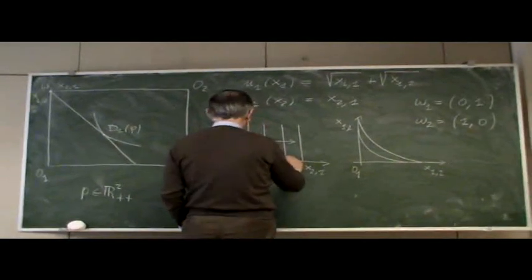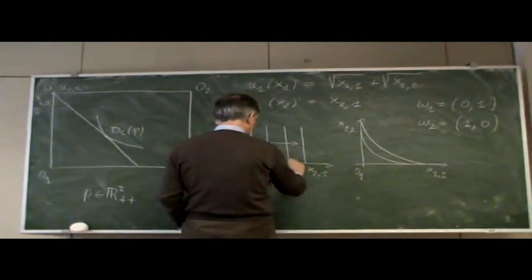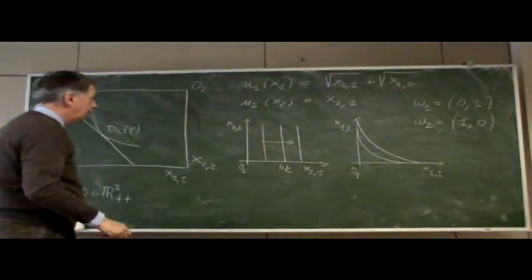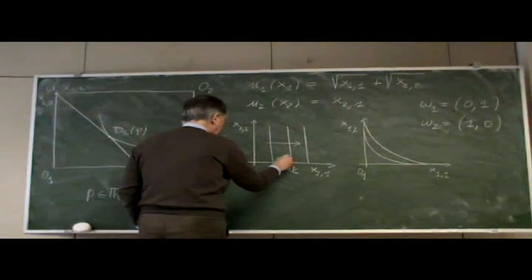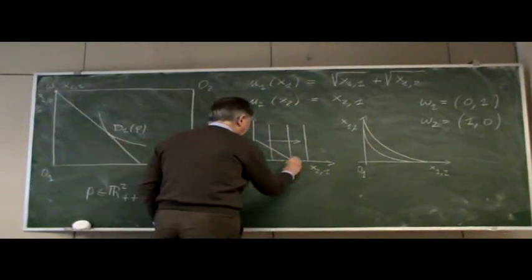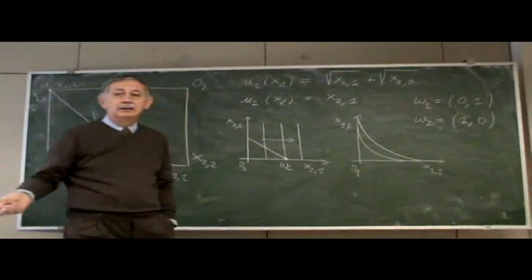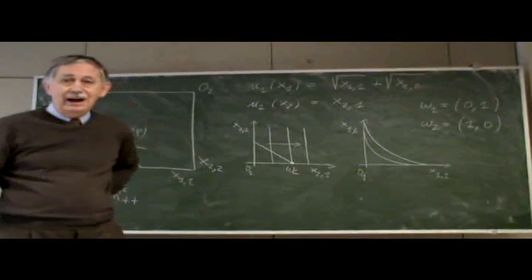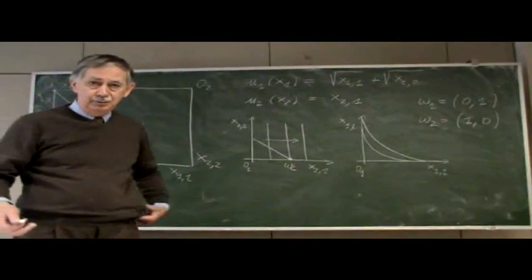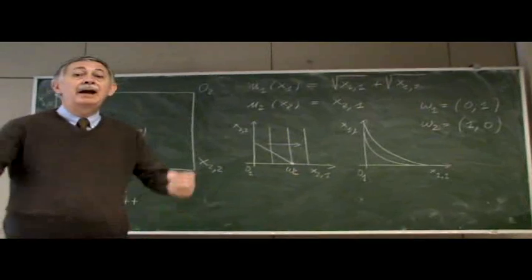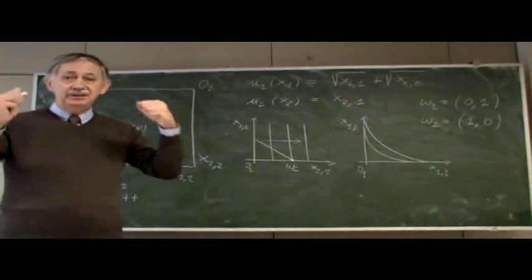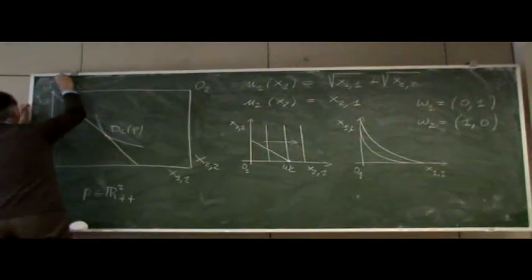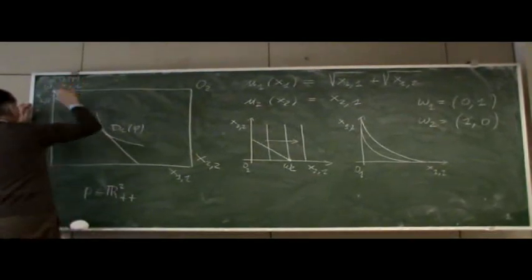Omega 2 is here: 1 unit of good 1, 0 units of good 2. Trace the budget line and you observe that the optimal point is simply the initial endowment. For every positive price system, our consumer 2 prefers to remain with his initial endowment. So his demand is simply this vector. Is it clear?